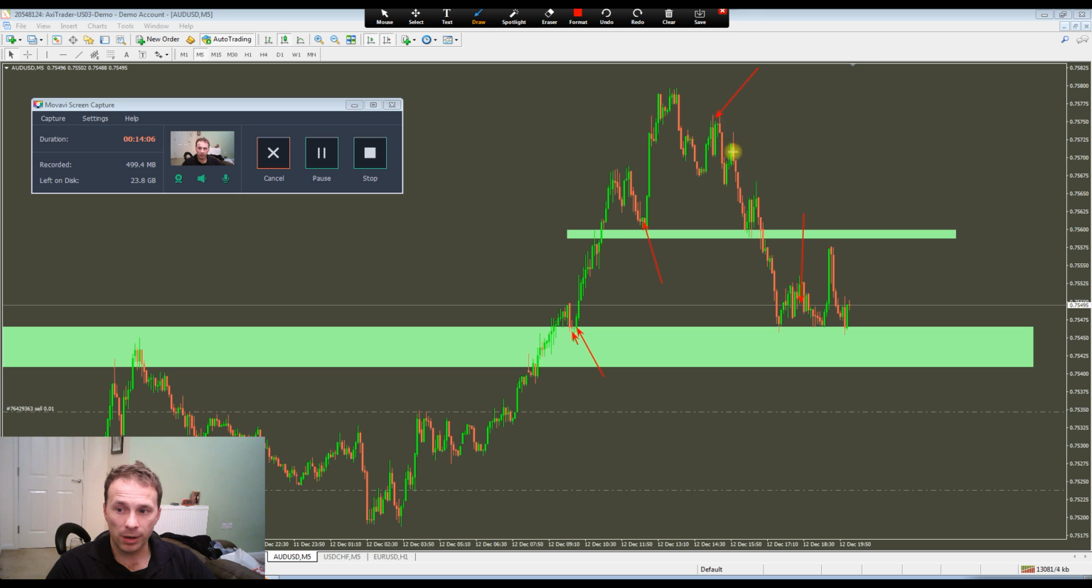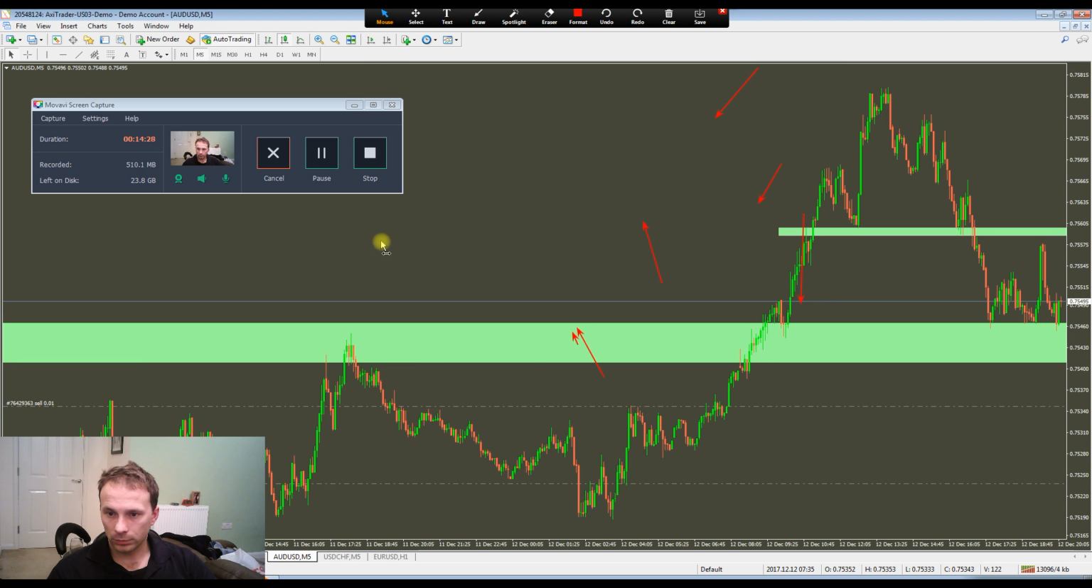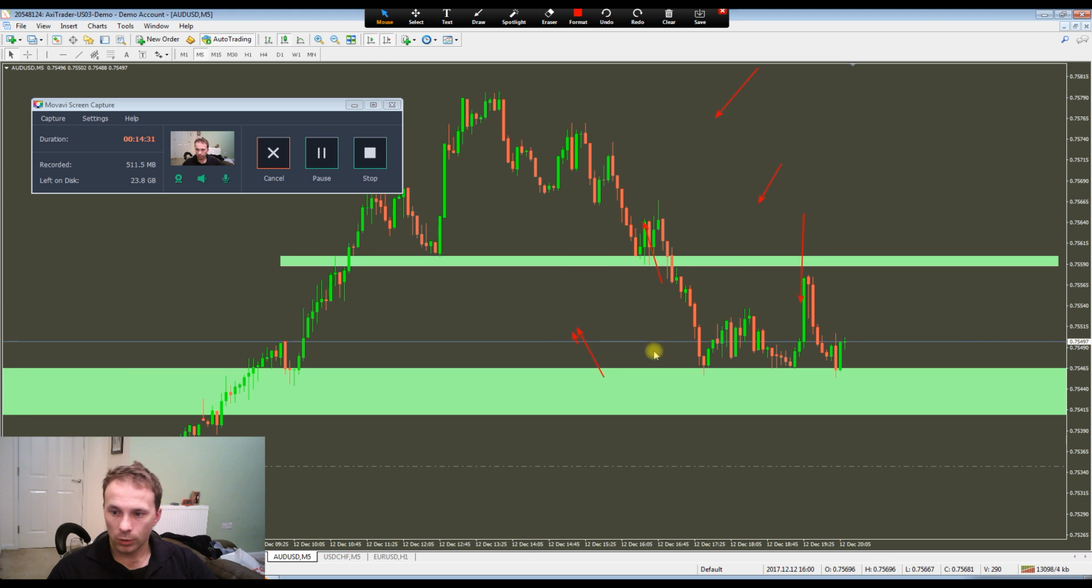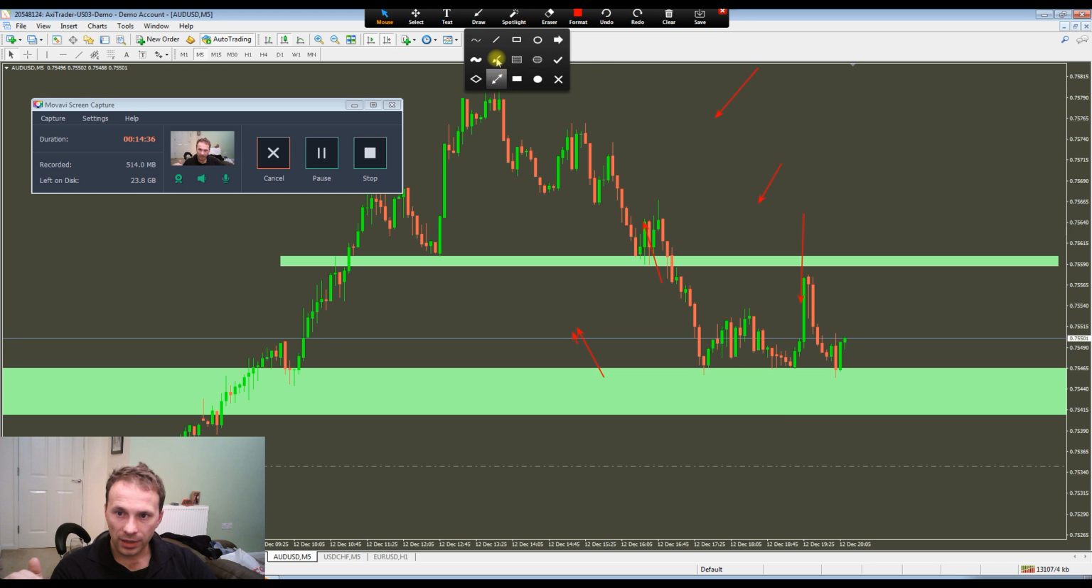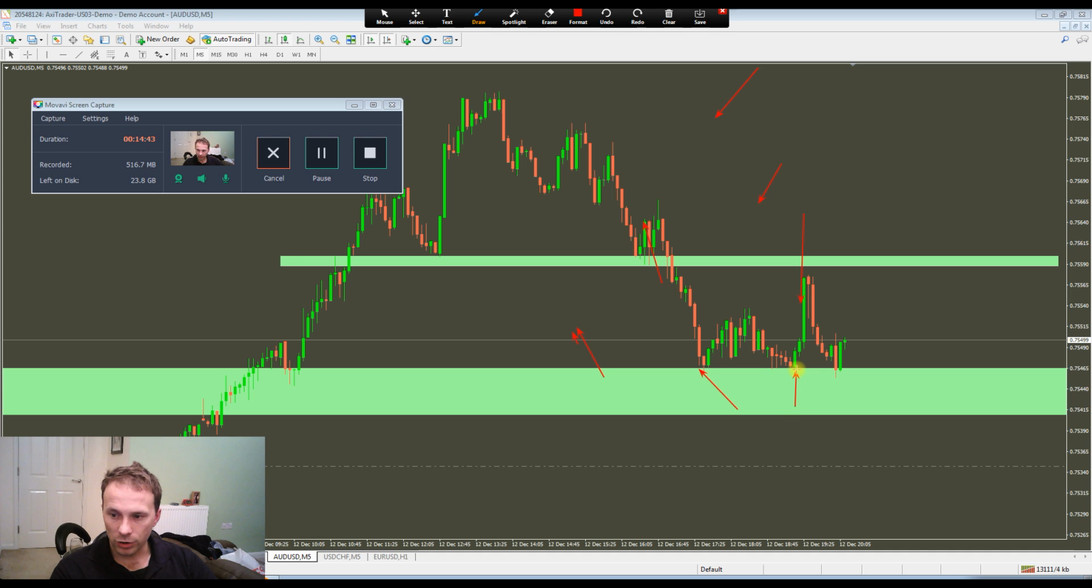That would have been a nice pullback we got in here, and you see that area of support here. Price has then bounced off it, pulled back, and again we could have got in there to go down. All these here bounce there. You see that perfect bounce there. Again, that would have been a nice entry. Again here, another nice entry, and again here, another nice entry.